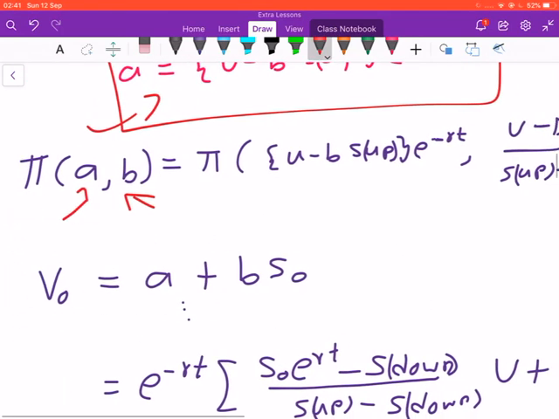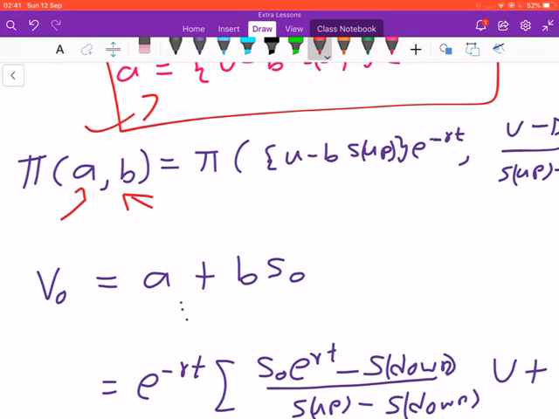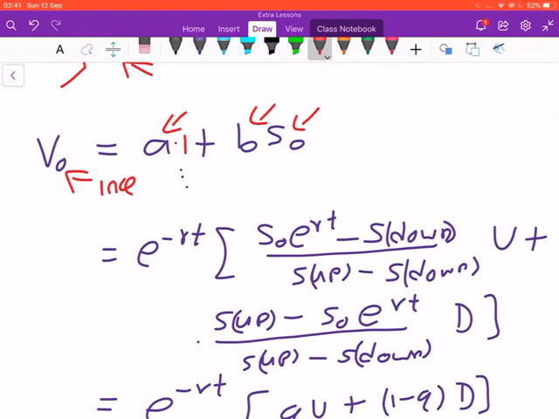So anyway, this means that the value of our portfolio at inception is going to be equal to A, the number of bonds, times 1. We already know that the bond is 1, there is no need to write it, times B, the number of shares, right? And as we work it down, we can simplify it to this form.